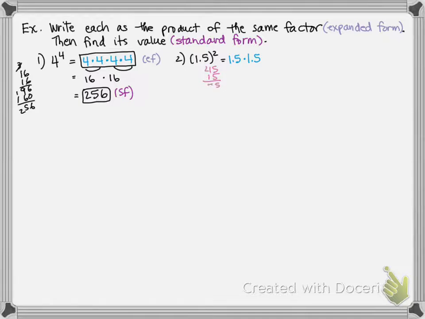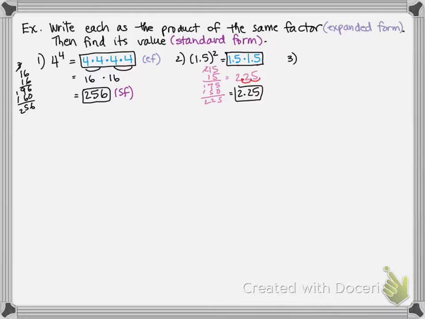So we get 225. However, there are 2 digits after the decimal point, so my answer is also going to get 2 digits after the decimal point. So I get 2 and 25 hundredths. All right, let's try another one.